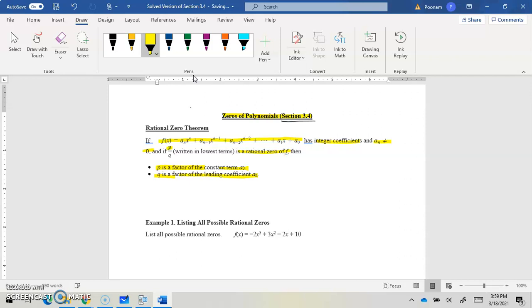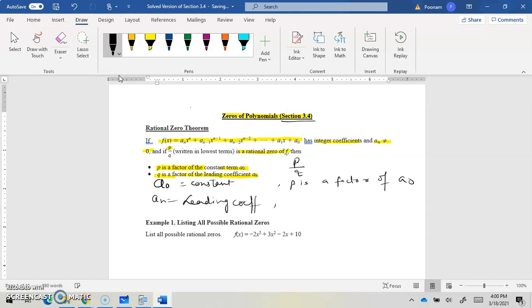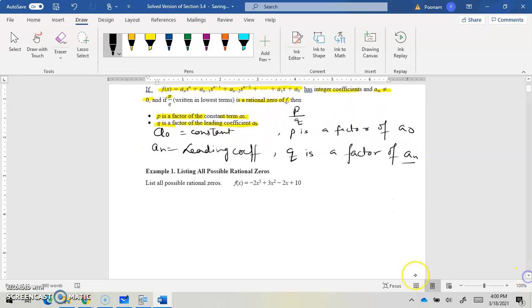So what is a naught here? A naught is the constant, and if there is a zero which is a rational number p by q, then p is a factor of a naught, and where a_n is the leading coefficient, then q is a factor of a_n, that is the leading coefficient. Let's see how we can use it.